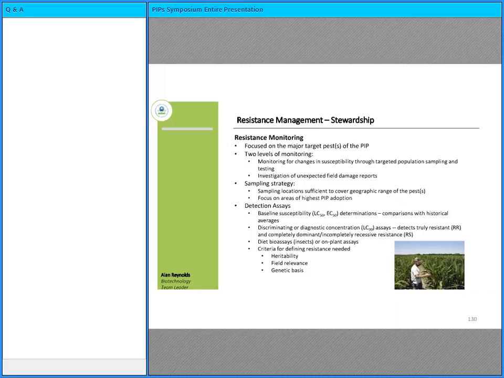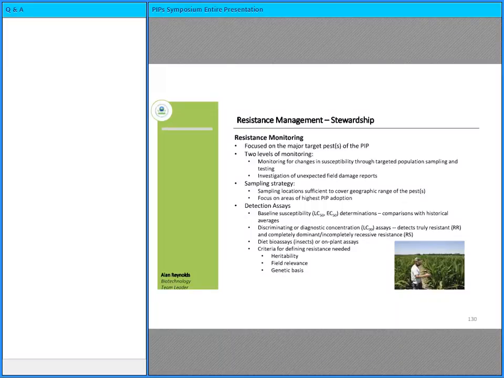In terms of detection assays that we would use to confirm whether a population is in fact resistant, there have been several approaches used. First is essentially a baseline susceptibility measure in which something like an LC50 or an EC50 would be compared with historical averages and also susceptible control populations.